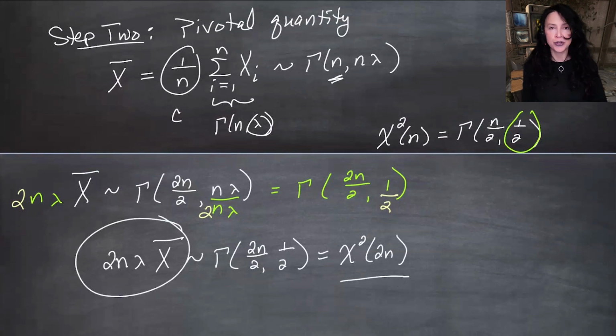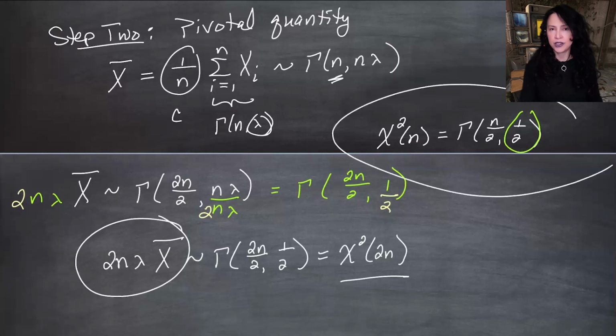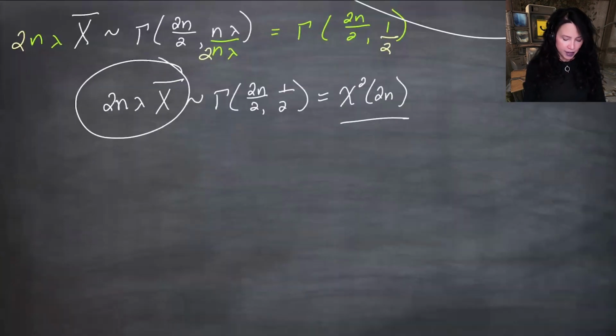It has a distribution that does not involve the unknown parameter lambda, and for this particular problem, we wanted to specifically get to a chi-squared distribution. So we went a little further than just not having it depend on lambda. We pushed it more to get it to a chi-squared. We're ready for step 3. We're going to find critical values.